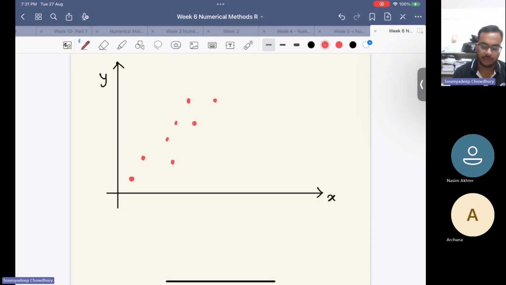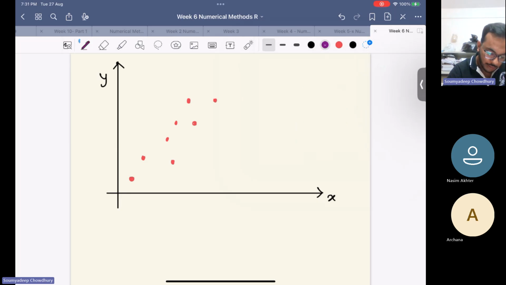Suppose you have obtained your X and Y data from any experiment, and then you want to get the line of best fit. What is the line of best fit? Basically, a line of best fit means the line which is closest to your experimental values.